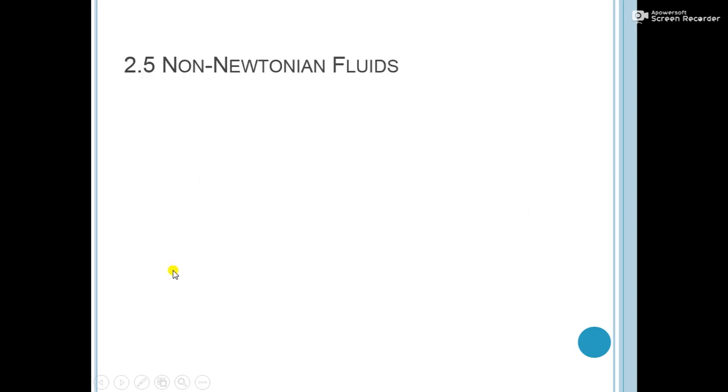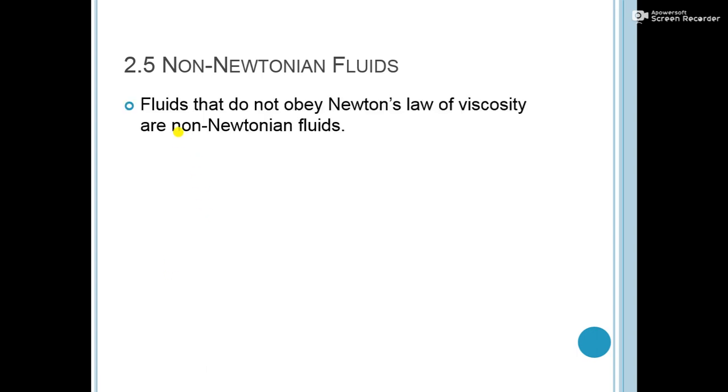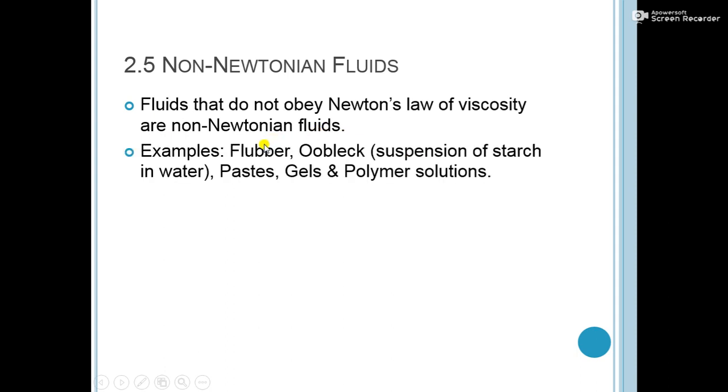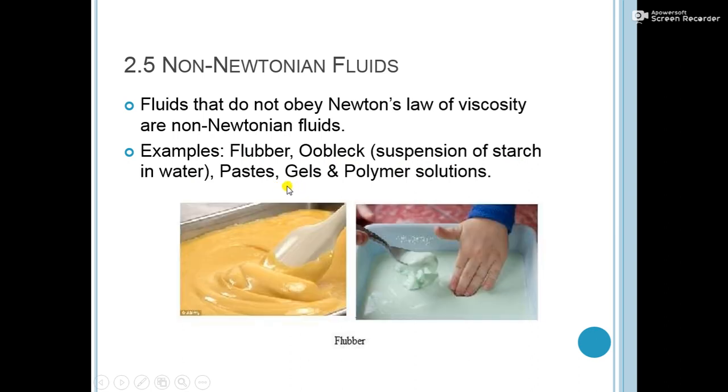Next is non-Newtonian fluid. Those fluids that do not obey Newton's law of viscosity are non-Newtonian fluids. Examples of these fluids are flubber, oobleck, which is a suspension of starch in water, pastes, gels, and polymer solutions. So these are non-Newtonian fluids.